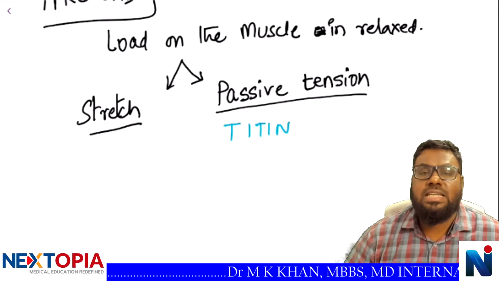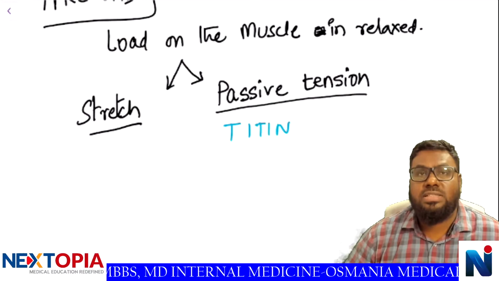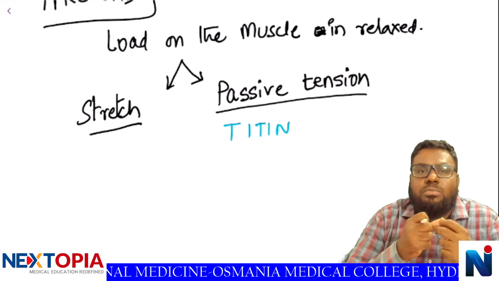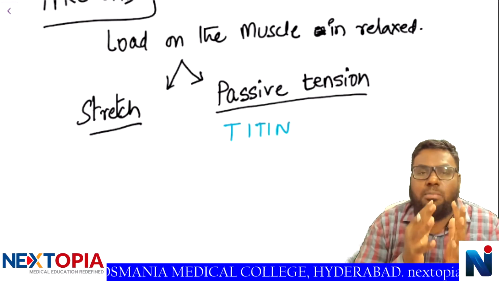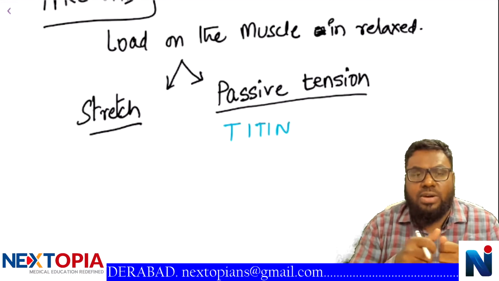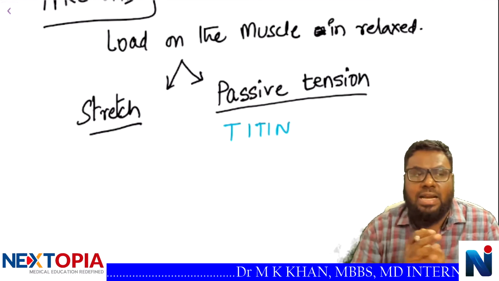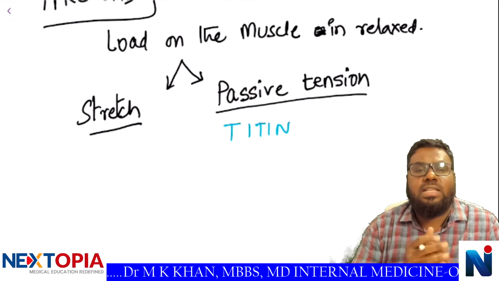So we all know that muscle is an elastic structure. Any elastic structure resists the stretch. Whenever you try to pull it, it will resist and it will come back to its normal state. This is what elasticity is. When you try to pull a rubber band, what will happen? It will come back and it will hit you. So that is nothing but the elasticity.